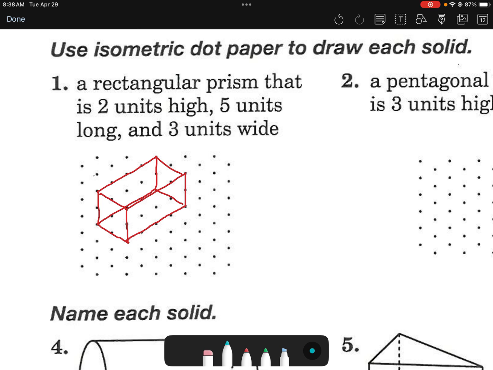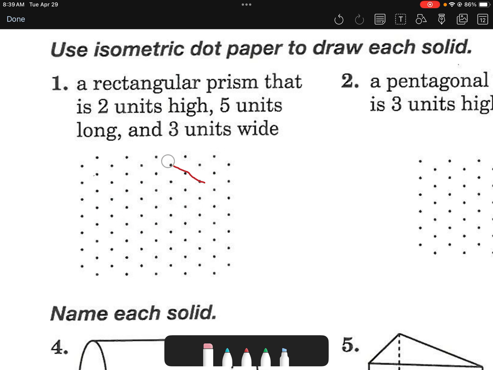Oh, we wanted 3 units wide. Son of a gun, I messed up. Well, you're probably going to do the same thing a lot. You're probably going to mess up a whole bunch. It's okay. That's why they make erasers. 3 units wide. 1, 2, 3. That looks better. 5 units long. 1, 2, 3, 4, 5. Okay, so that looks better for our base. Our height is still 2, and dang it, I'm off the paper. Okay, that's why we make erasers.